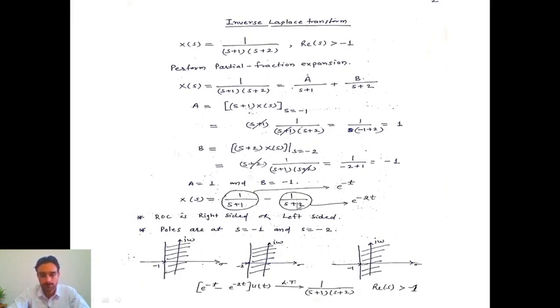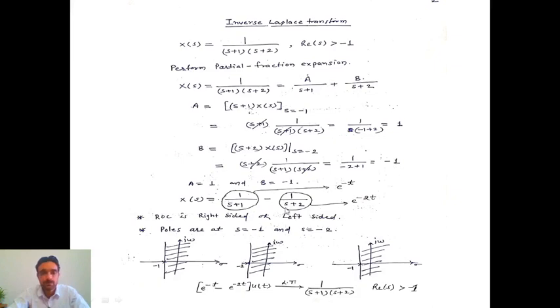Okay, so we all know what the Laplace transform of e to the power minus t is. Constant is 1, meaning A equal to 1. The Laplace transform of e to the power minus t is 1 upon s plus 1. And the Laplace transform of e to the power minus 2t is 1 upon s plus 2. Okay? And this minus is because of the value of constant B.